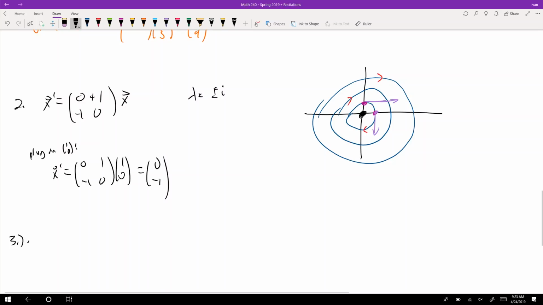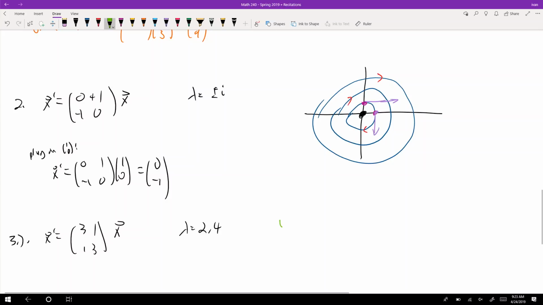Number 3. So now let's say x prime is equal to the matrix [3, 1; 1, 3] times x. And again, I'll just give you the eigenvalues. They're 2 and 4. Okay, so now I have two positive real eigenvalues. So what does that tell me about my system? What kind of system is this? Or what is the behavior of that point?